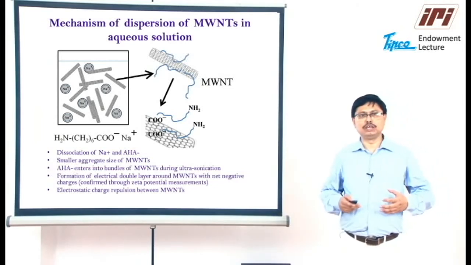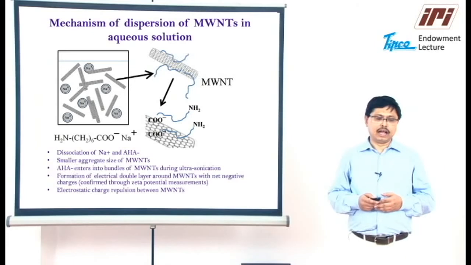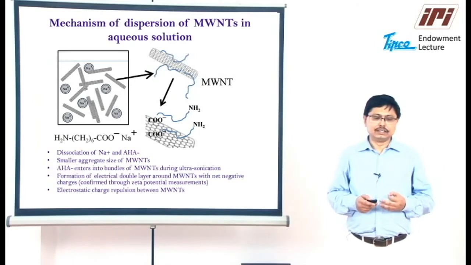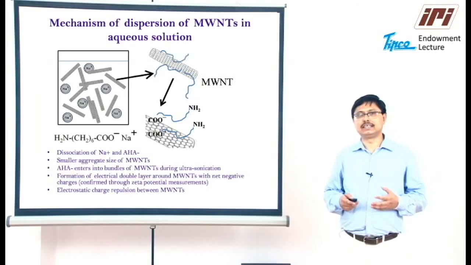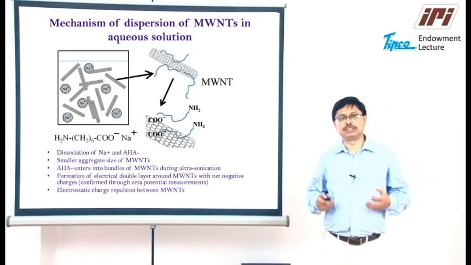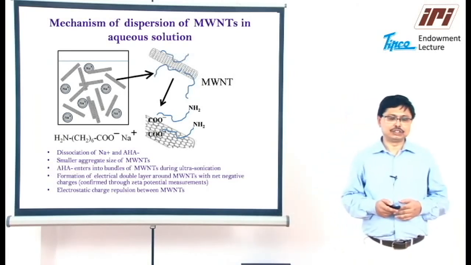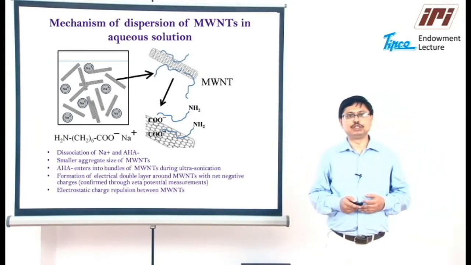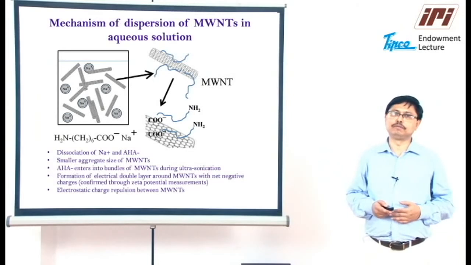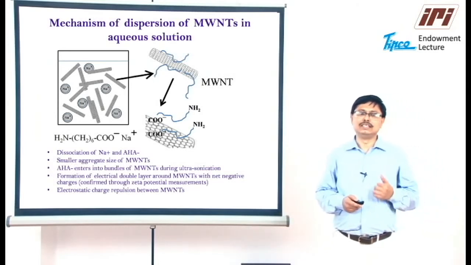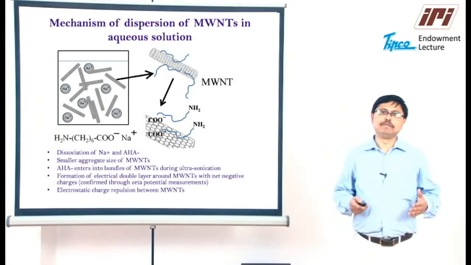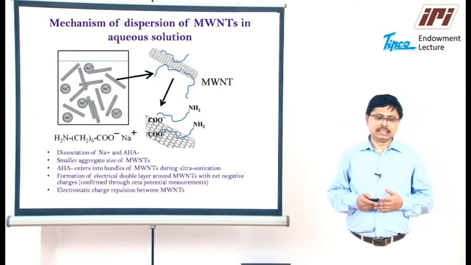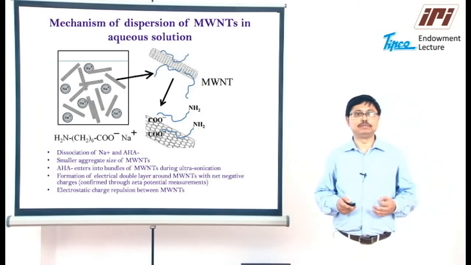The nanotubes become negative, and the sodium ion will be in the solution. So there is an electrostatic charge repulsion between the multi-wall nanotubes, which is responsible for the exfoliation process in this particular case in the presence of NaHA. And this has been understood from various measurements, from UV-visible spectroscopy, dynamic light scattering, zeta potential, and pH measurements, which all suggest that there is electrostatic charge repulsion between multi-wall carbon nanotube materials in the presence of NaHA.